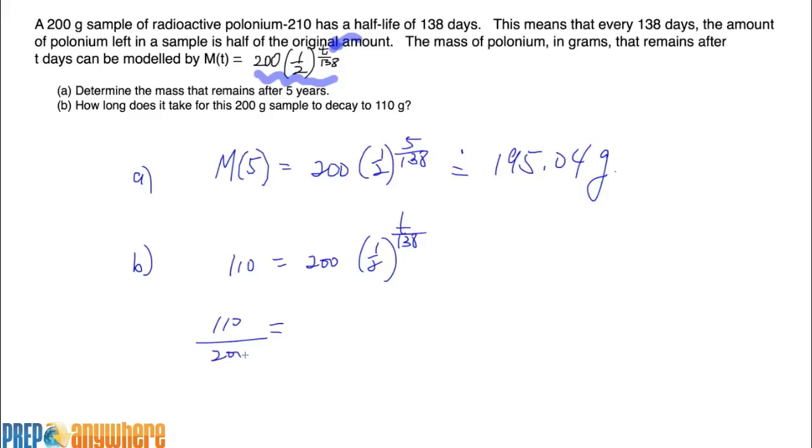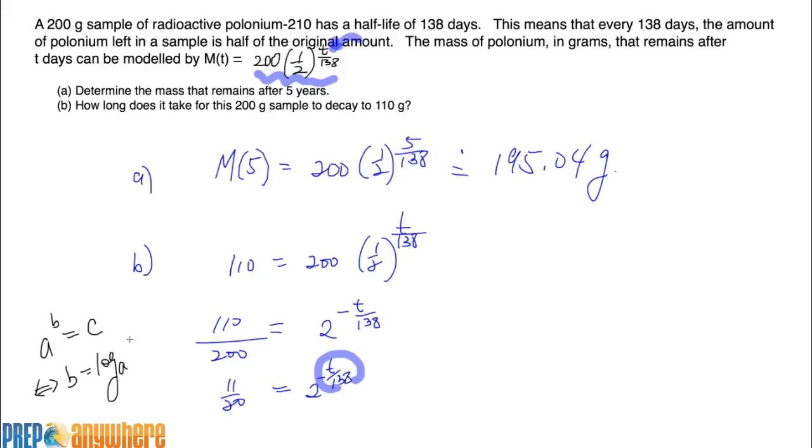So 110 over 200. I'm going to write the 1 over 2 as 2 to the power of -1, so 2 to the power of -t over 138. So we're going to get here 11 over 20 is equal to 2 to the power of minus t over 138. And the best way to isolate t is to use the definition of log. So if you have, let's say, a to the power of b is equal to c, this is equivalent to b is equal to log base a of c. Note that the exponent gets isolated.